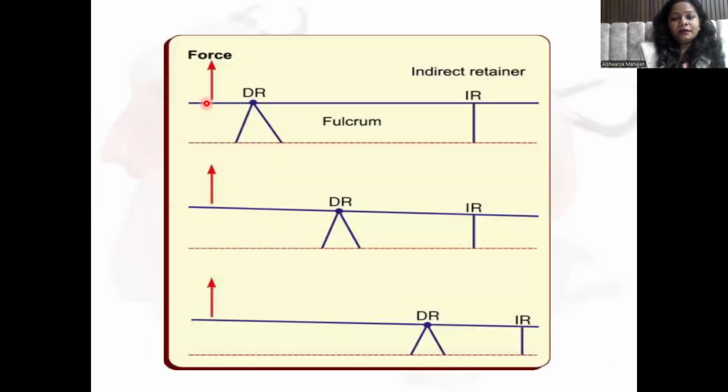So here in this example, you can understand it more easily. When force is applied near the direct retainer, and an indirect retainer is also given, if it is placed farther away from the direct retainer, it provides more advantage and more reciprocation to the force which is applied, as compared to the one which is placed near the direct retainer.